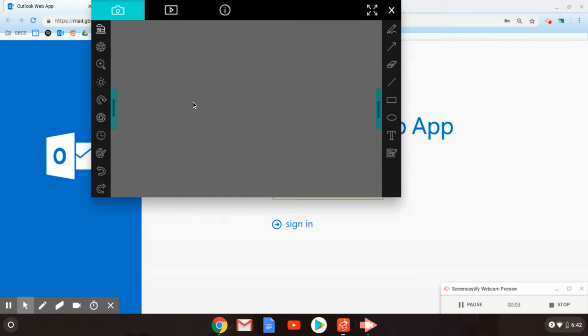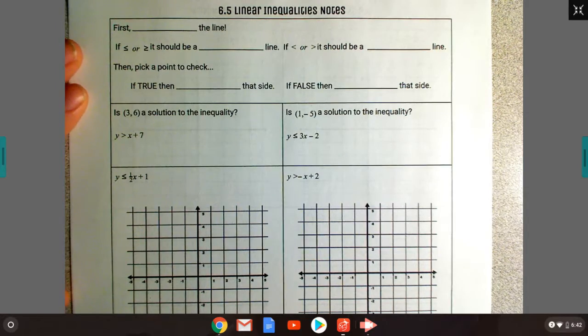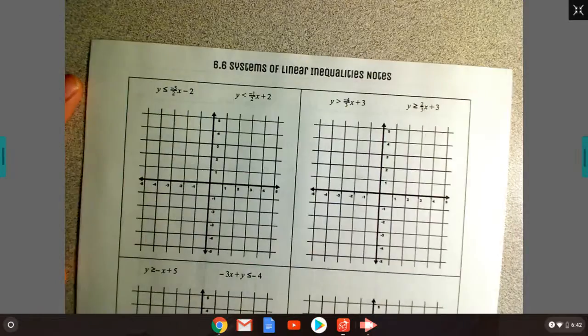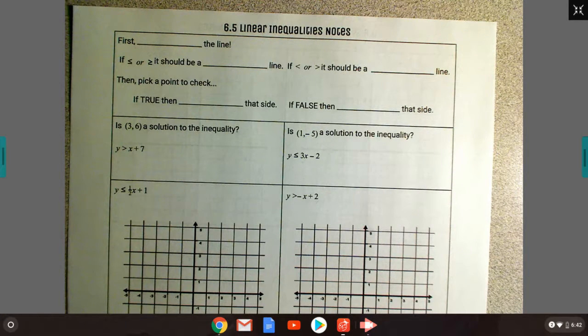We're going to do our notes on section 6.5. This is linear inequalities. So the game plan here, first off to notice, is that this front side is section 6.5, the back is 6.6. This will be one video, the back will be a separate video. So let's look through the title a little bit more.